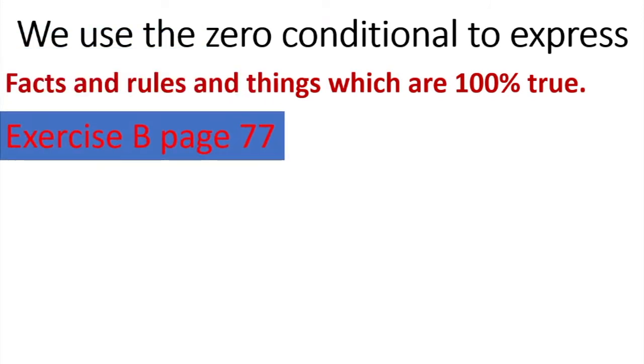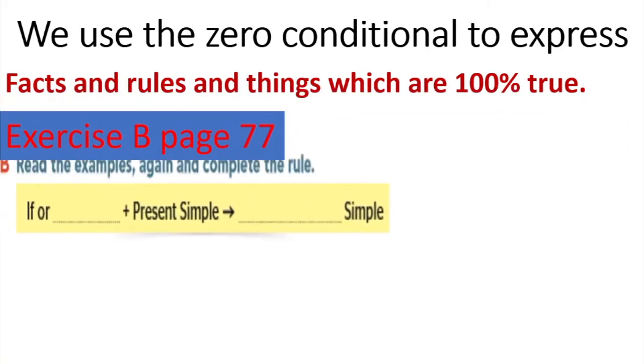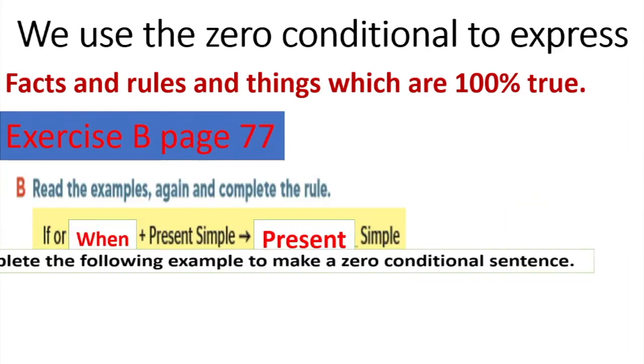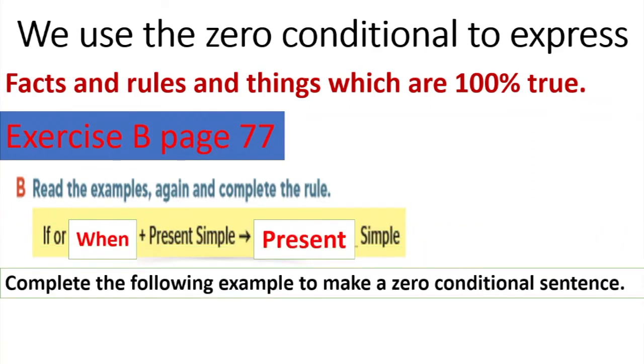Now, in which situation should we use the zero conditional? The zero conditional is used to express facts and rules and things which are 100% true. Now open your student's book, exercise B, page 77. Read the example again and complete the rule. If or when, plus the present simple, with the present simple also in the second part of the sentence. So as I've just mentioned, both tenses are in the simple present.